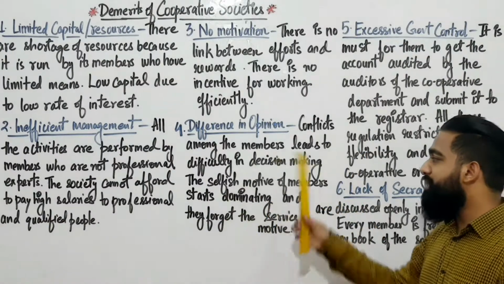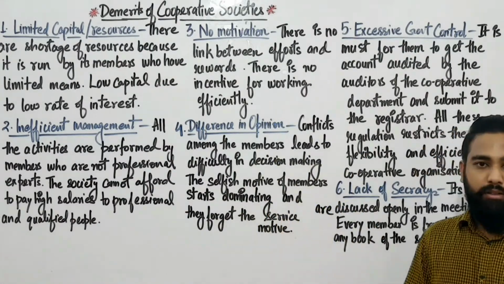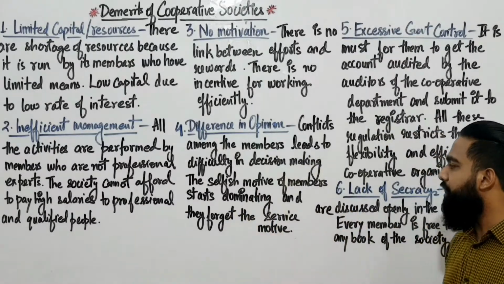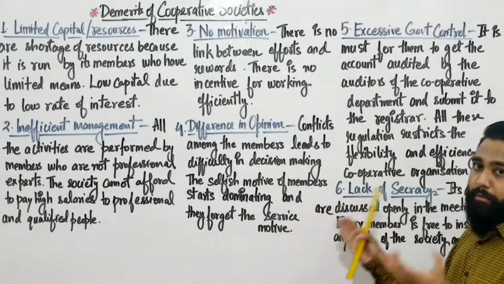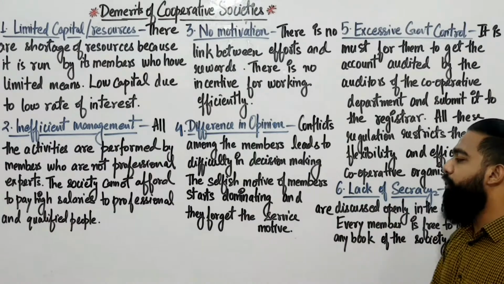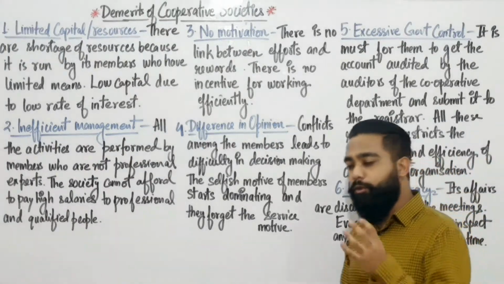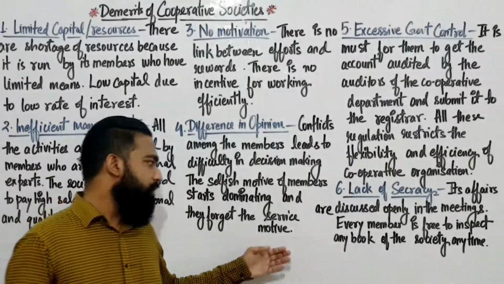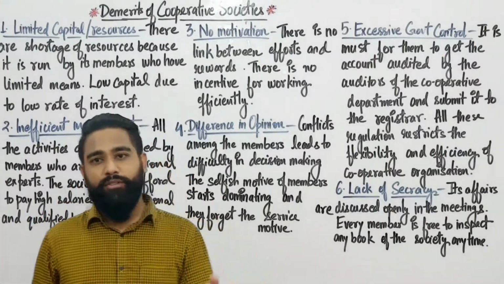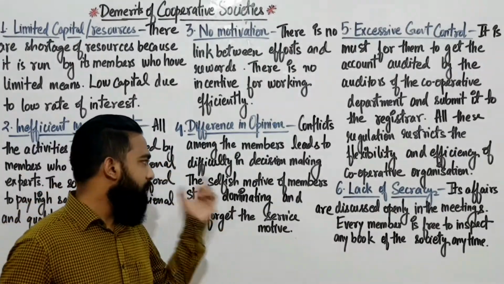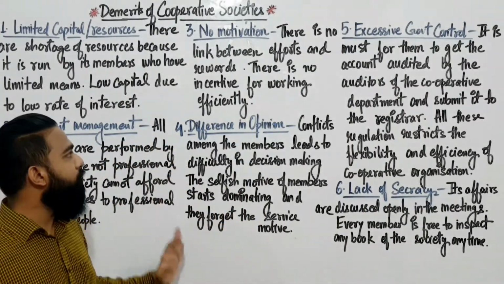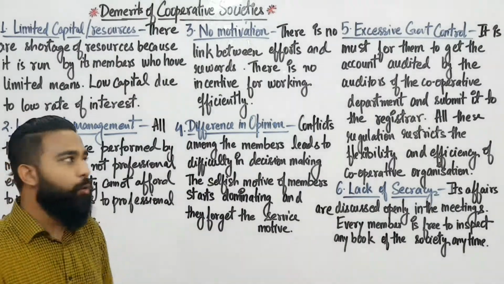Now, sometimes there is the selfish motive of members. Some members become selfish and start dominating, and they forget the service motive. They only care about their personal needs. They don't work for the service of others. They just demand their selfish motives. So this is your fourth, that is difference in opinion.